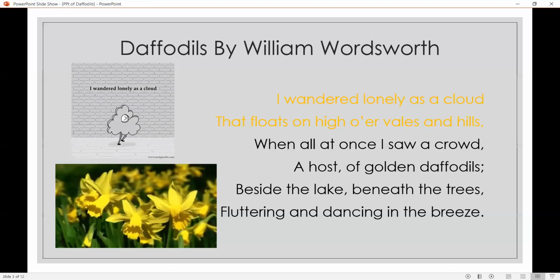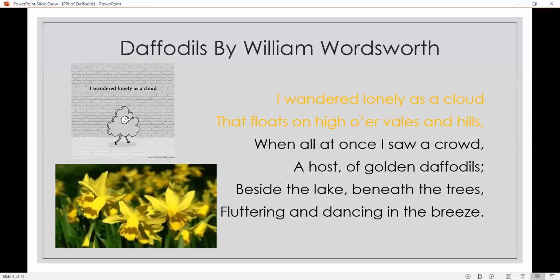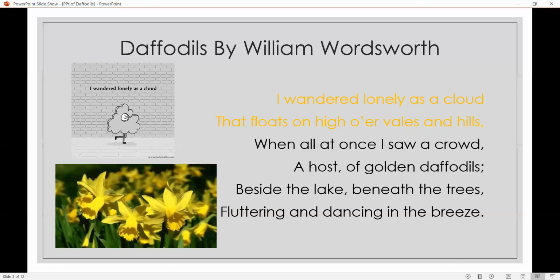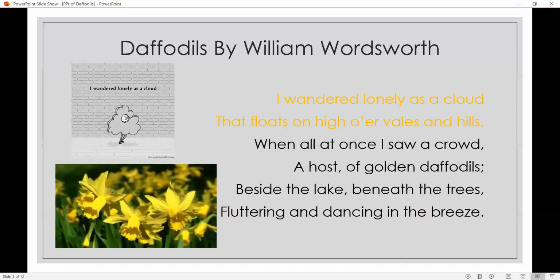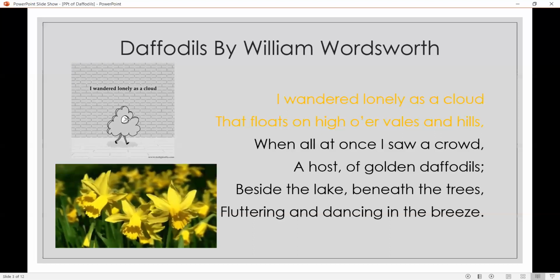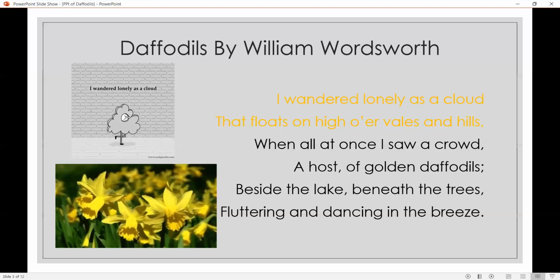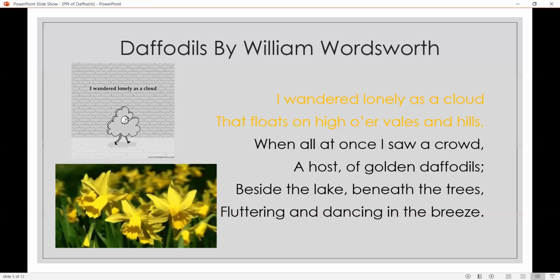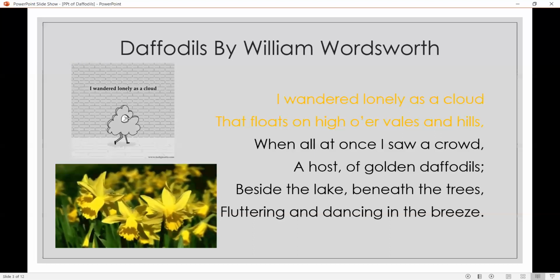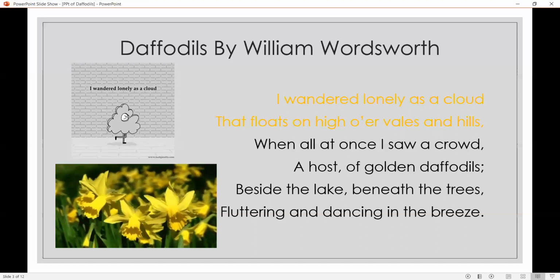When all at once I saw a crowd, a host of golden daffodils, beside the lake, beneath the trees, fluttering and dancing in the breeze. So while he was wandering all alone like a cloud, what did he see? He saw all at once a crowd, a host of golden daffodils.